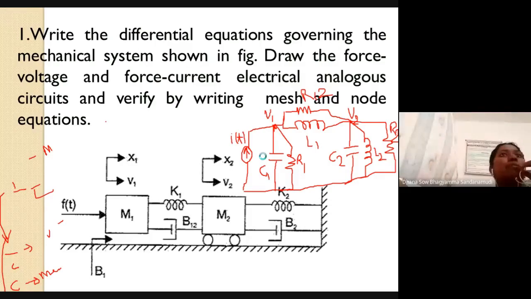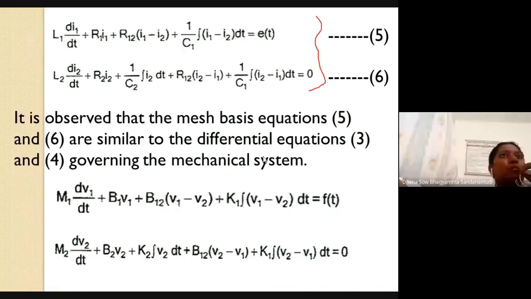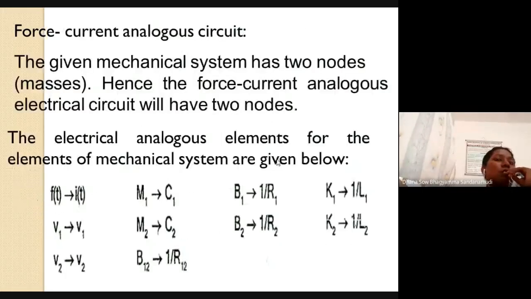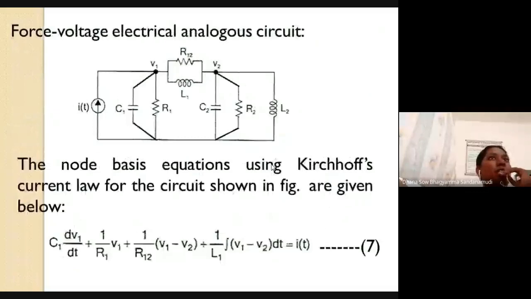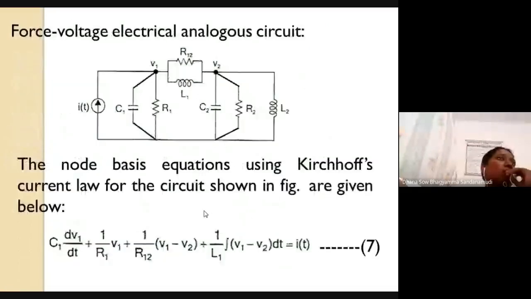So let us go to the circuit which I have already drawn. Okay. So this is the circuit. These are all the analogous terms. K1 is analogous to 1 by L1. K2 is analogous to 1 by L2. B1 is 1 by R1. B2 is 1 by R2. Okay. That's why they have connected these terms in parallel. It is directly proportional, meaning M1 is analogous to C1. M2 is analogous to C2. That's why we have connected in parallel. If it is 1 by, then we might have connected in series.